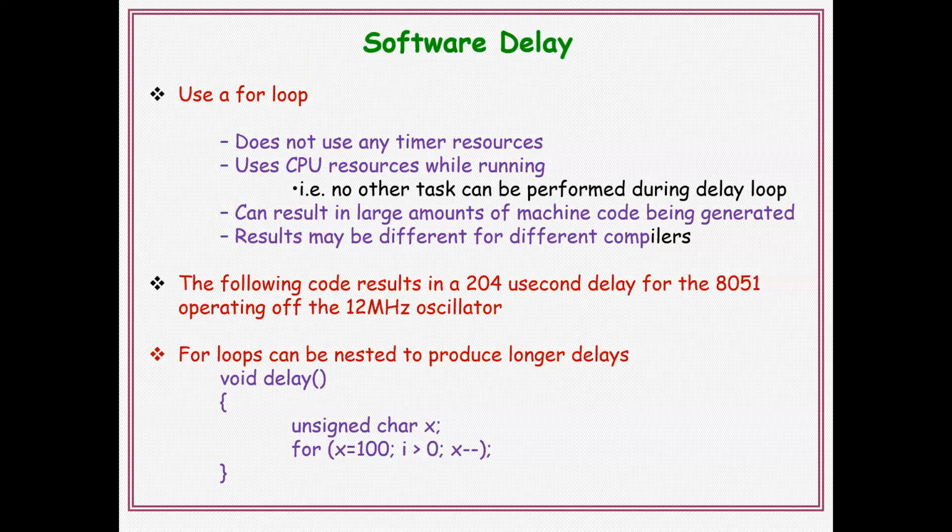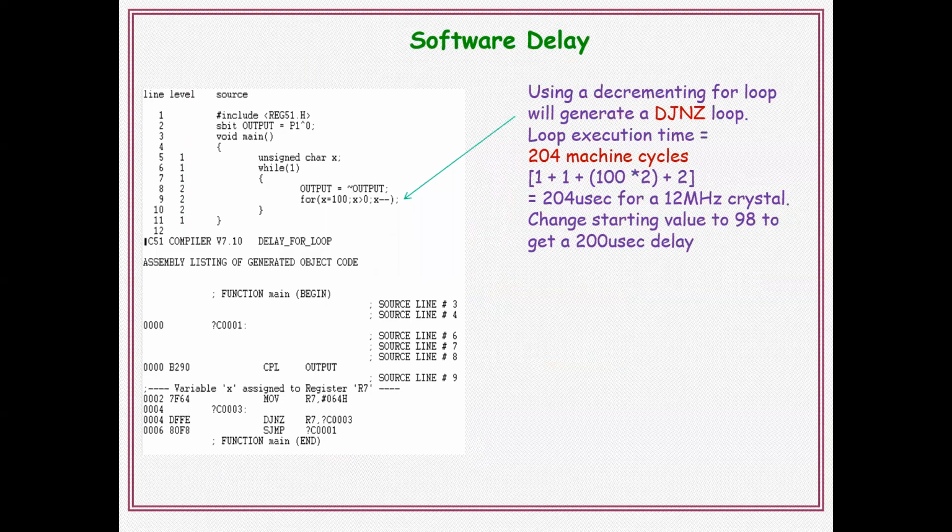Delay. Start delay program. Unsigned character X. So X is a variable with unsigned character type, that is 8 bits. For X equal to 100, X greater than 0, X minus minus. This program executes 100 times, so that creates some delay. That delay varies and depends on the system. So in this program, it is a software delay.